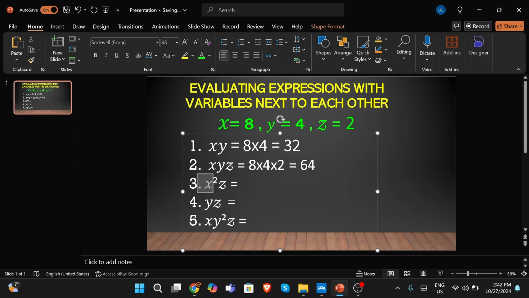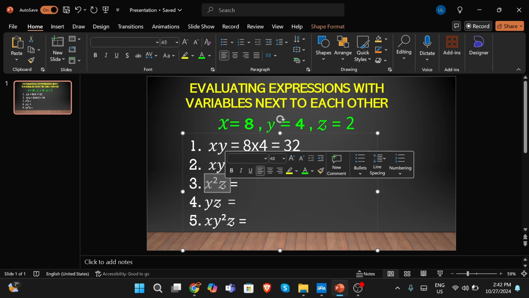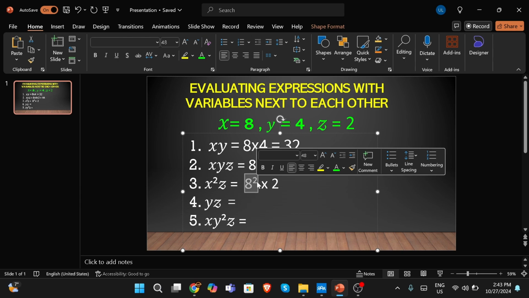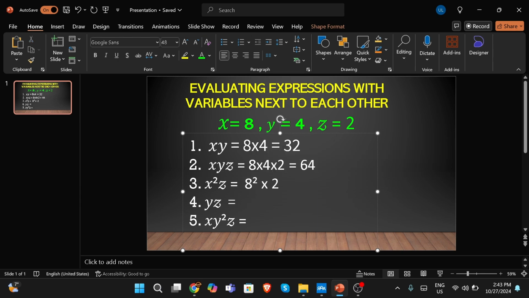Now let's proceed to our third question, which is x to the power of 2 and z. This means we write 8 to the power of 2 times z, which is 2. Now let's do our math here. 8 to the power of 2 is 64, and 64 times 2 is equal to 128.